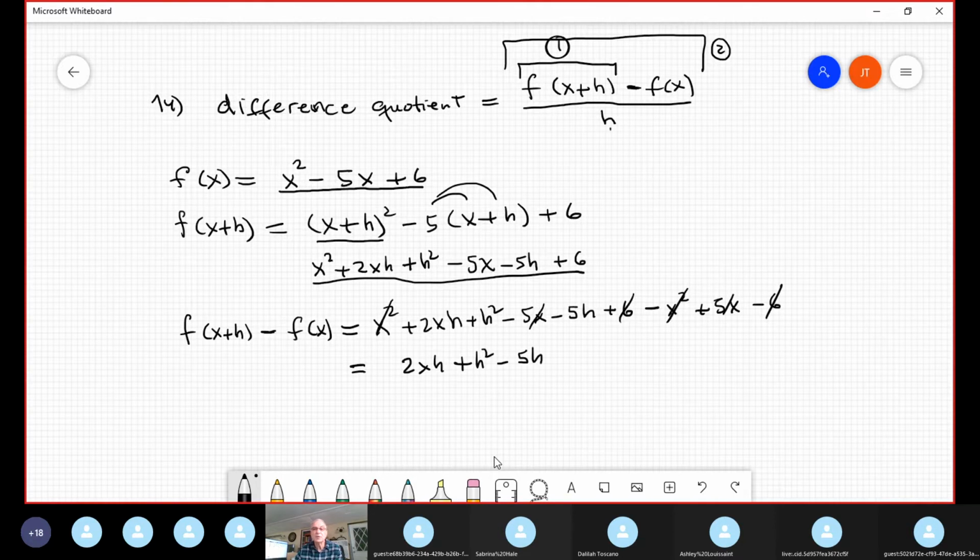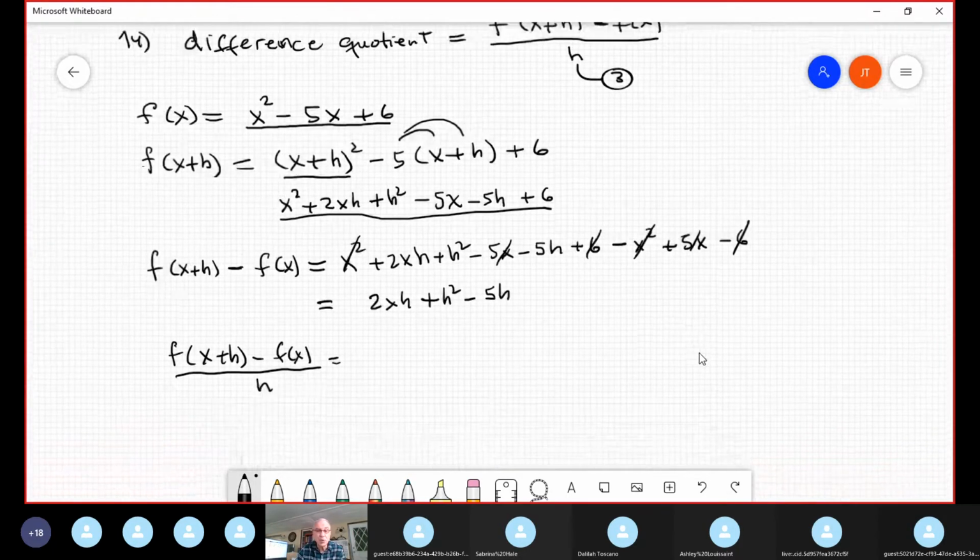Finally, divided by h. This is the last step, step 3. You divided by h. So f of x plus h minus f of x, divided by h. And division by h is too easy, because this is a polynomial divided by a monomial. When you divide a polynomial by a monomial, you can divide one by one separately, like that.